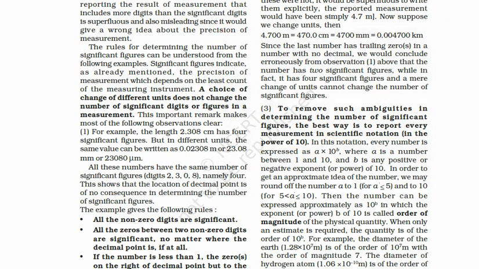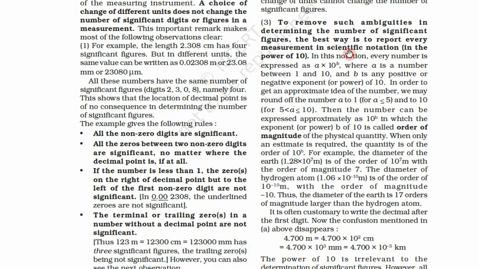This is important because from now onwards, we use this scientific notation, because many of the calculations in this scientific notation are much easier. So what happens in this notation? Every number is expressed as a into 10 to the power b, where a is a number between 1 and 10. So a is only a number between 1 and 10.